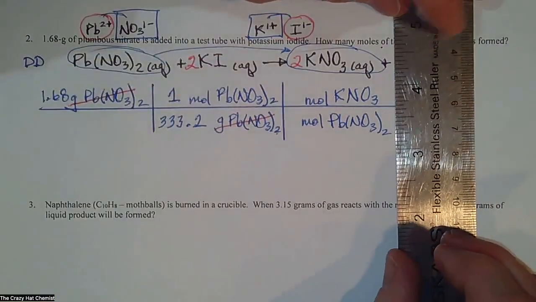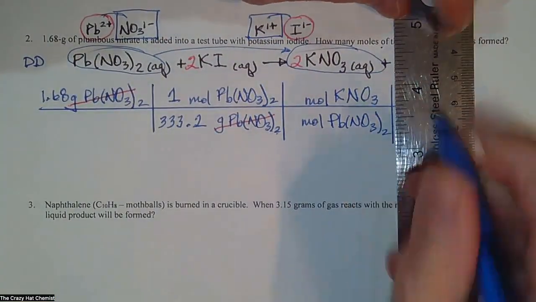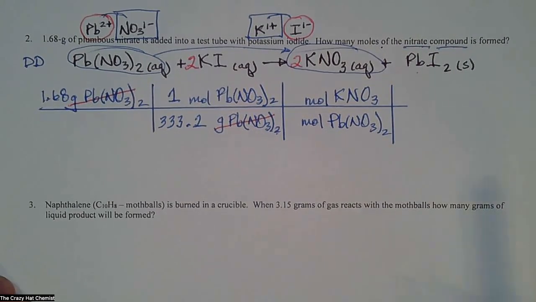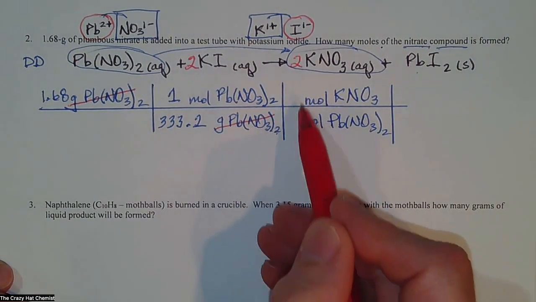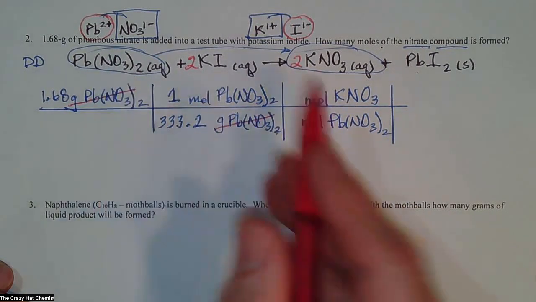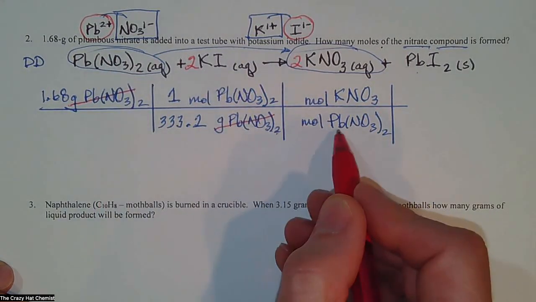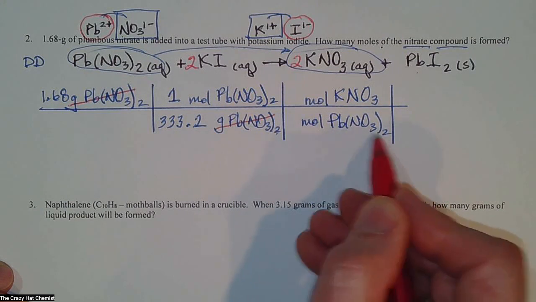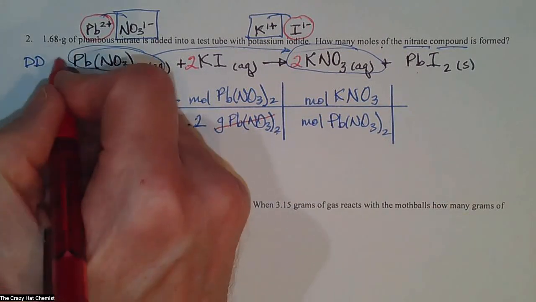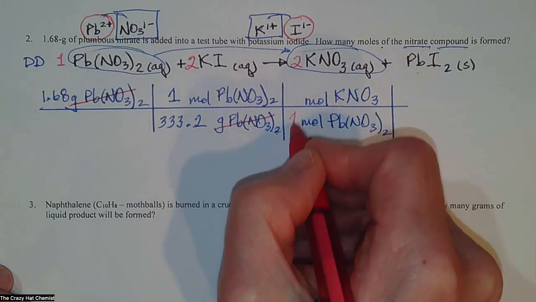Okay. I'm going to draw a line here signaling that that stage is almost done. And now what I need to do is use the stoichiometric coefficients from the balanced equation to place in front of the mole values. So lead nitrate, that's plumbous nitrate, is right here. It has a coefficient of a 1, so that's why this is a 1.